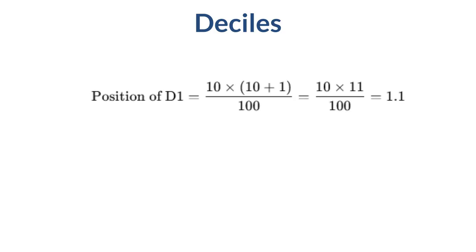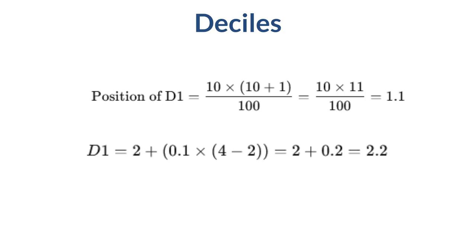D1, 10th percentile. Position of D1 equals 10 times the quantity 10 plus 1, divided by 100, equals 10 times 11, divided by 100, equals 1.1. Since 1.1 is not a whole number, we interpolate between the first and second data points, 2 and 4. Interpolation: D1 equals 2 plus 0.1 times the quantity 4 minus 2, equals 2 plus 0.2, equals 2.2. Thus, the first decile is 2.2.